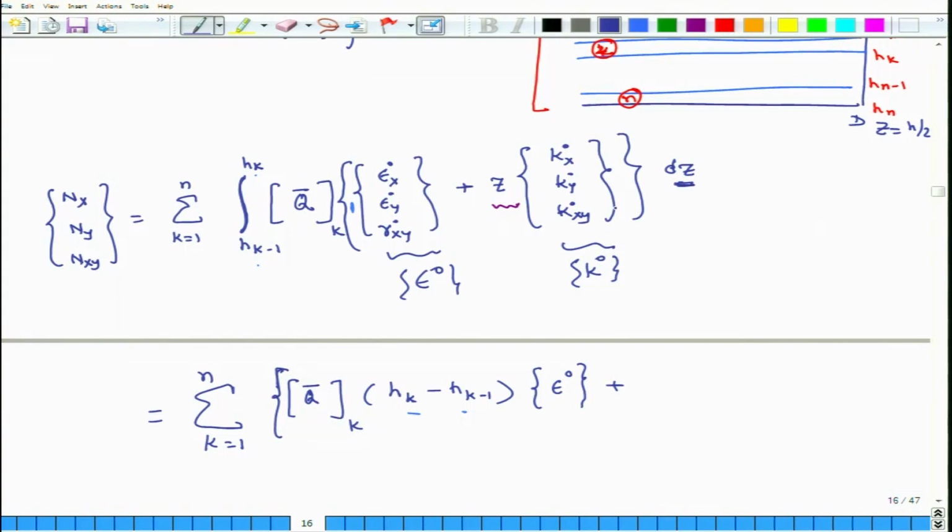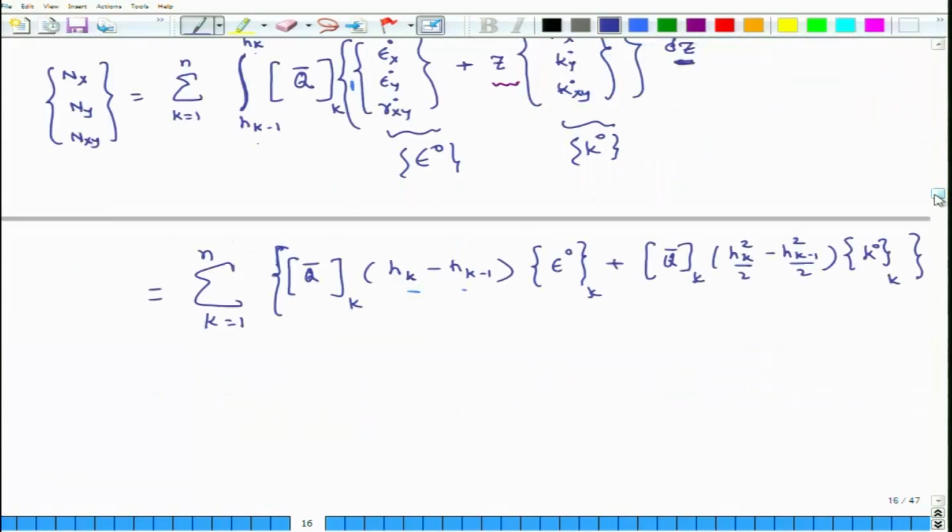And then I do the same thing with the other one. So, I get Q bar for the kth layer, and when I integrate z, it becomes z square by 2, and when I take the limits h_k to h_k minus 1, I get (h_k square minus h_k minus 1 square) by 2 times the mid plane curvature for the kth layer. And this entire operation I do for every single layer and I add it up.